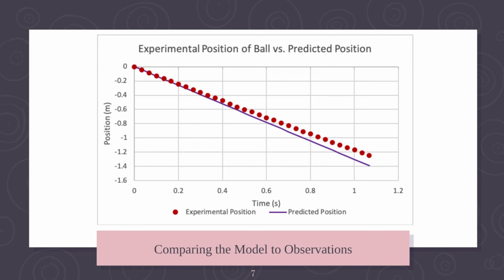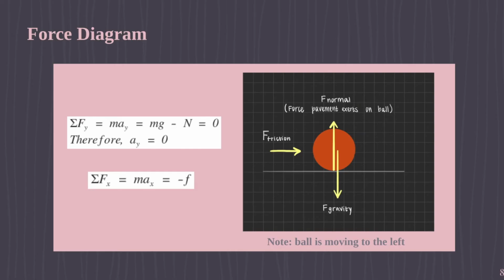Since the data points are not perfectly linear, it can be concluded that the velocity is not constant during observation. The discrepancy between the model and the experiment can be attributed to the non-zero net forces acting on the ball during observations. This diagram illustrates the forces acting on the ball during the time of observation in the experiment. In the y component, the force of gravity is acting on the ball in the negative y direction, and the force of the pavement acting on the ball is in the positive y direction. Since these forces are equal to each other in magnitude but opposite in direction, the net force is equal to 0 in the y direction.